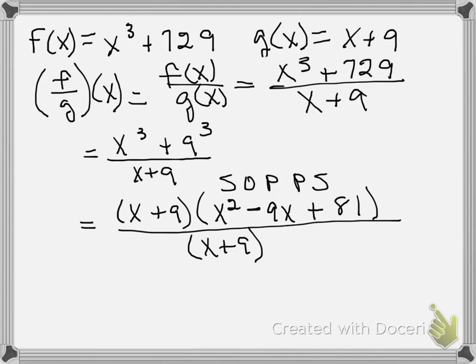All right, we now have our common factor that we can remove, which is the x plus 9s. So our answer will be what is left, which is x squared minus 9x plus 81. Now, that finishes that one.